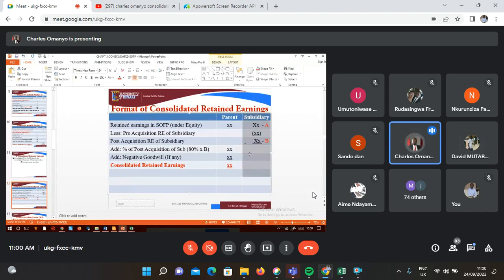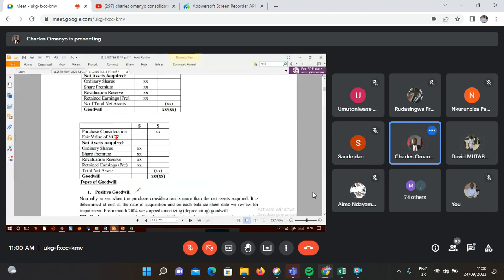Now, you go to the balance sheet and pick the retained earnings in the balance sheet. You post the one for the parent. You also post the one for the subsidiary. What I'm saying is this.